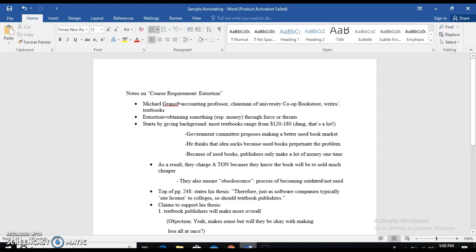So again, how you do this is up to you. You're the only one who's going to be looking at these things, so you can use abbreviations, symbols, whatever you want to do. I chose to just use bullet points here so that I can easily see the different points that I'm discussing here. But the way that I started is by taking some notes about the author here.